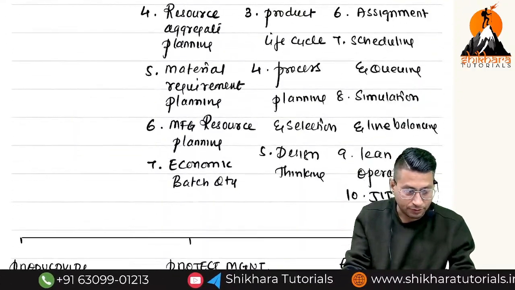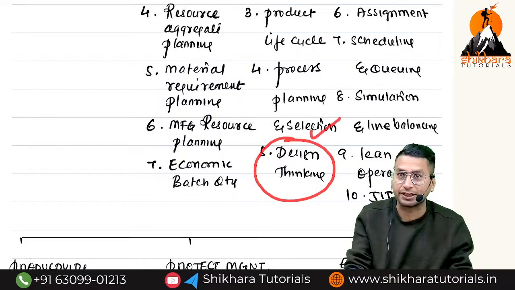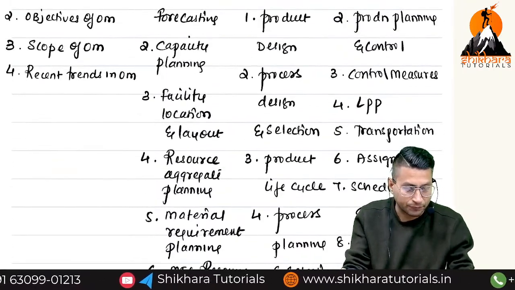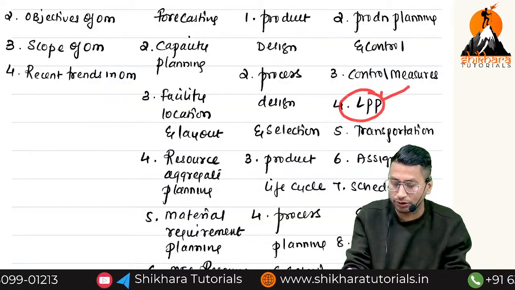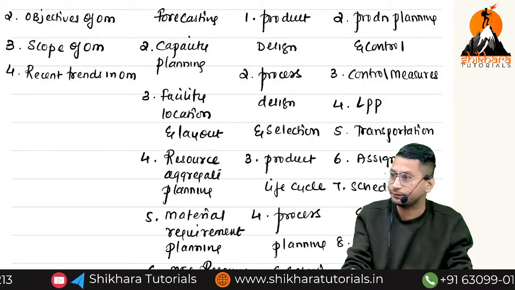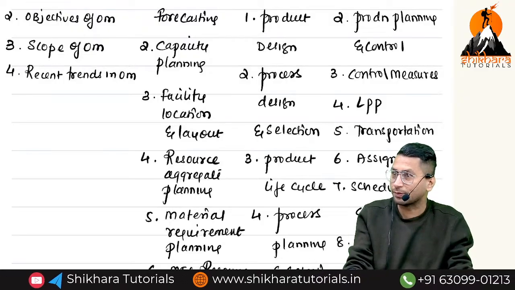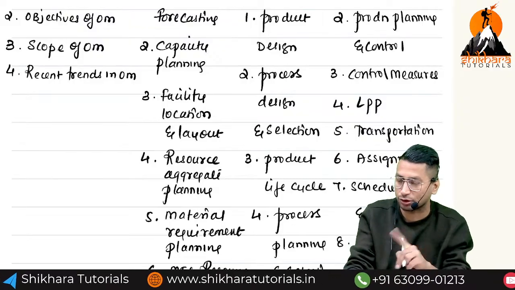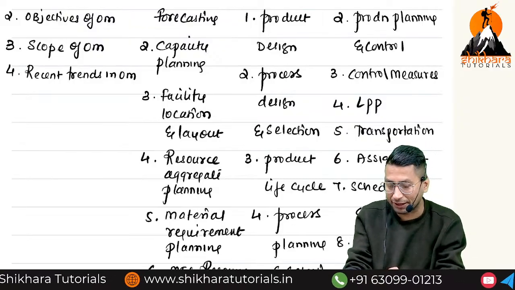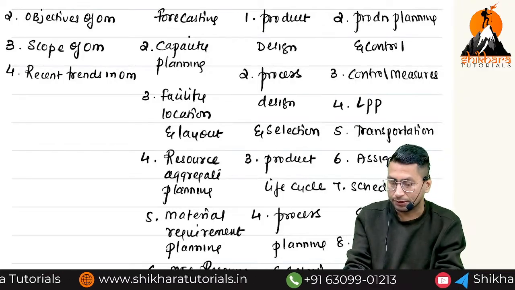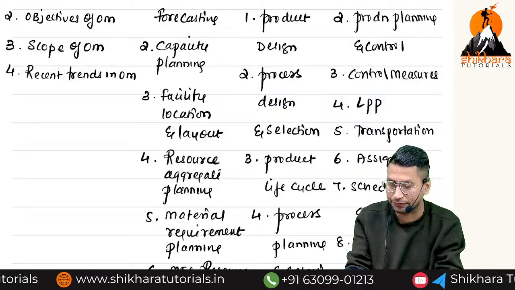Then in design thinking I think we have taken an example of Swiggy delivery persons, right? Then I have also given you an introduction to linear programming. And what is linear programming? In linear programming, what are our objectives? 2 objectives we can have, either maximization or minimization.